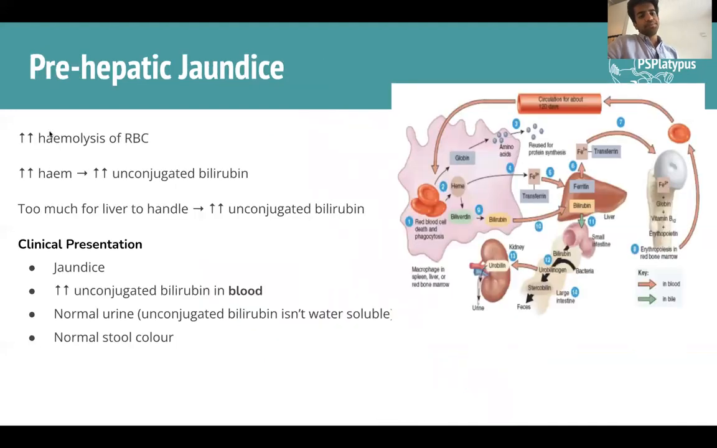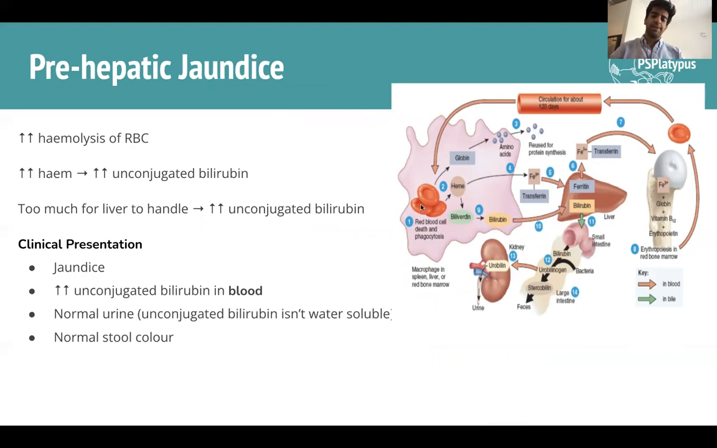Okay, prehepatic jaundice. So this is happening, if you look at this diagram, before the liver. Before the liver, first of all, bilirubin only gets conjugated in the liver. So before the liver, it's unconjugated bilirubin. How is there going to be an excess of unconjugated bilirubin? It's mainly by this process here.